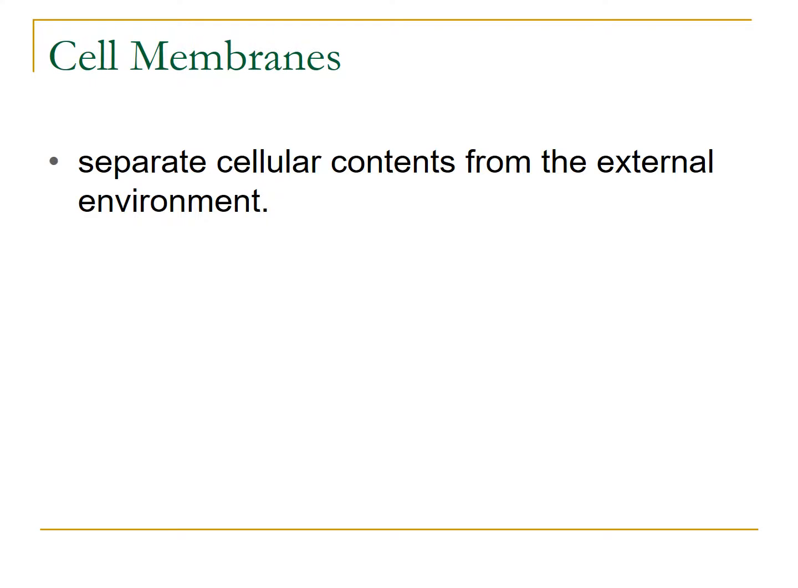Finally, let's talk about cell membranes, because cell membranes kind of tie this all together. Cell membranes are going to contain polysaccharides, and they're also going to contain lipids, including both steroids and phospholipids and things that contain fatty acids. So the purpose of a cell membrane in the body is to separate what's in the cell from what's outside the cell, to separate the cellular contents from the external environment.